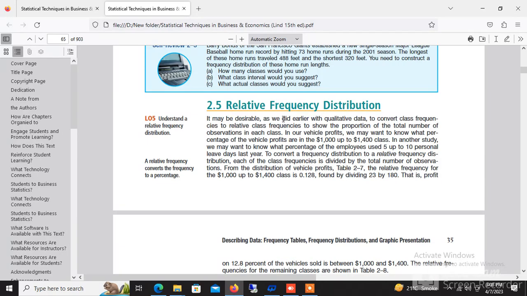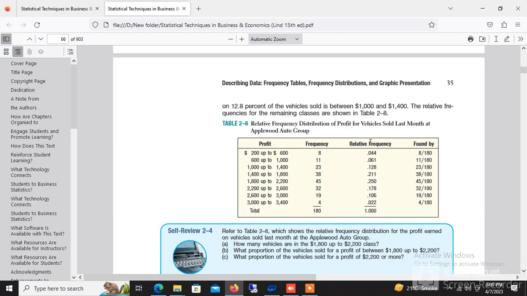Relative frequency distribution. It may be desirable, as we did earlier with qualitative data, to convert class frequencies to relative class frequencies to show the proportion of the total number of observations in each class. In our vehicle profit example, we want to know what percentage of the vehicle profits are in the 1000 up to 1400 dollar class.